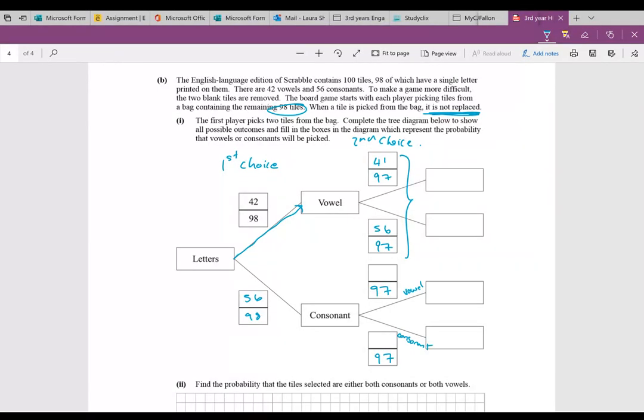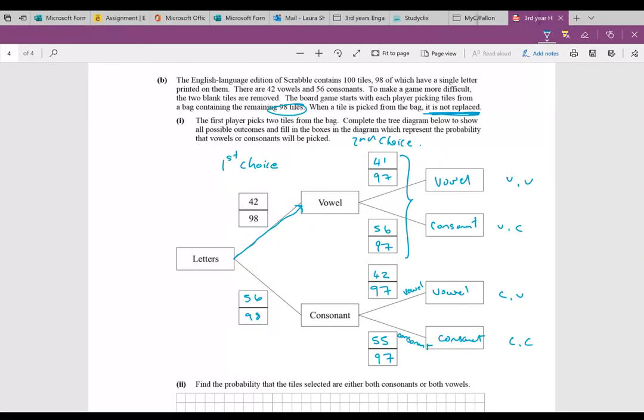I haven't used a vowel already, so there are still 42. I have already used a consonant, however, so this is down to 55. So in this section, for this probability, it would be a vowel, a consonant, vowel, consonant. And the way it works, this one would be 2 consonants, this one would be a consonant and then a vowel, then a consonant, a vowel, and a vowel.